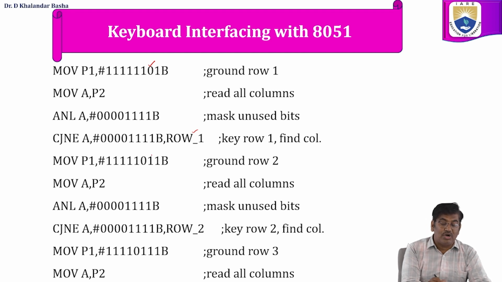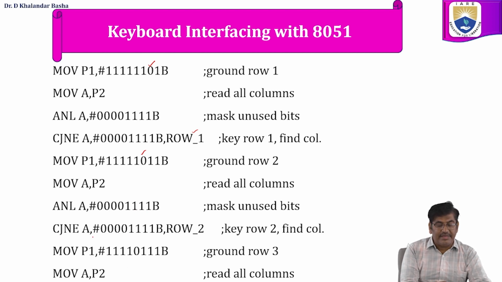Suppose if the key is not pressed, then we go for grounding the D2 bit of port 1. Then we read the columns. Then again we will extract the lower 4 bits D0, D1, D2, D3, and compare with these two.